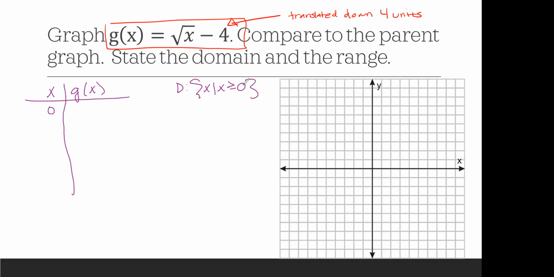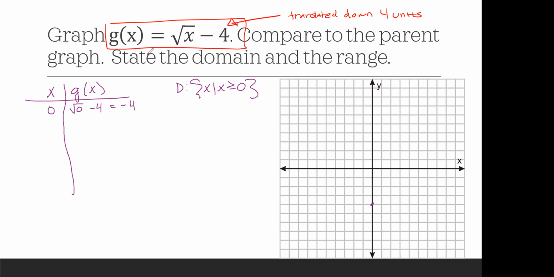Okay? All right, so I'm going to start with 0. So I plug in 0 for x, and the square root of 0 is 0. 0 minus 4 is -4. And then I'm going to plot that point. So I'm going over 0, I'm going down 1, 2, 3, 4. So my graph is being translated down 4 units. So I expect it to start at -4 on the y-axis here.